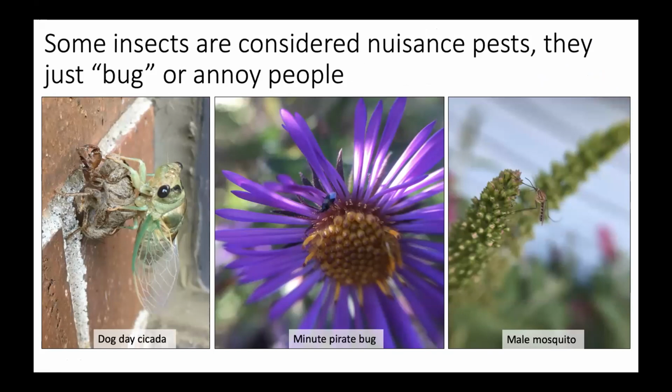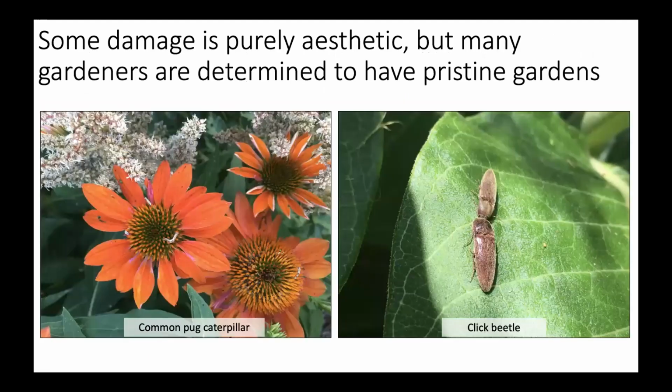Cicadas get complaints, crickets get complaints, the minute pirate bug gets complaints, and even little midges or flies that don't bite. They just are annoying when they gather in large numbers. Sometimes they're attracted to lights and they come out when people are on their patio. So people get annoyed by it and they become pests.